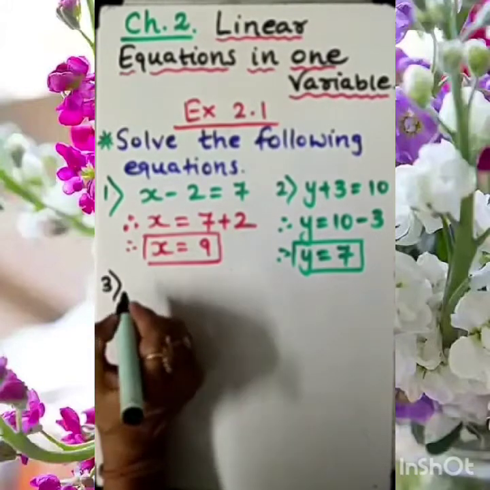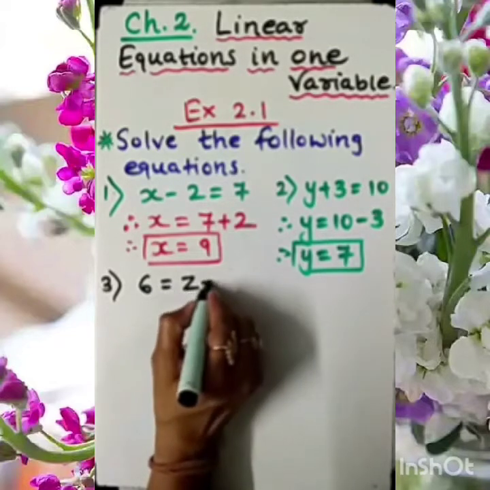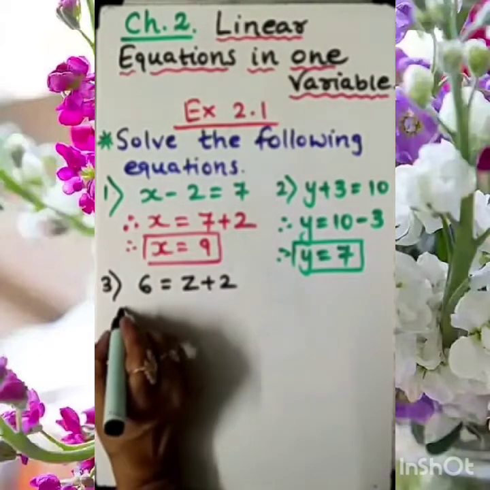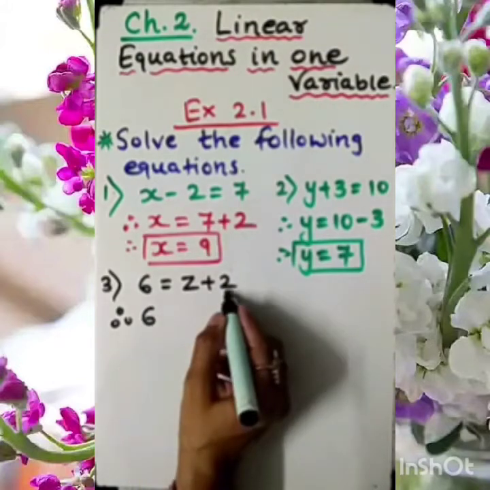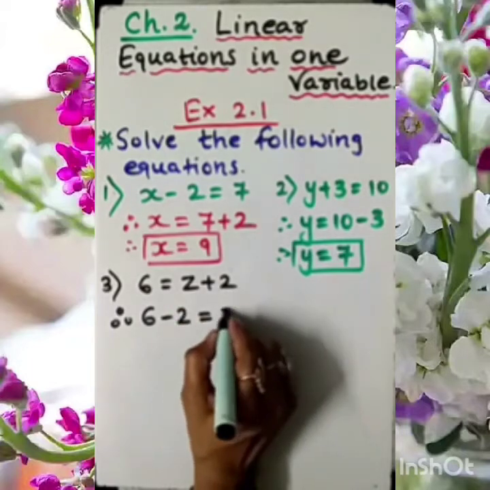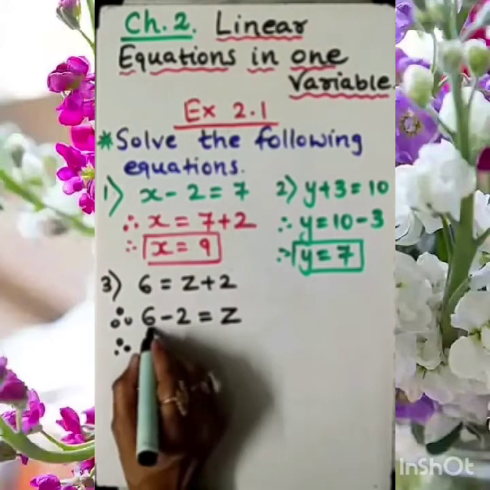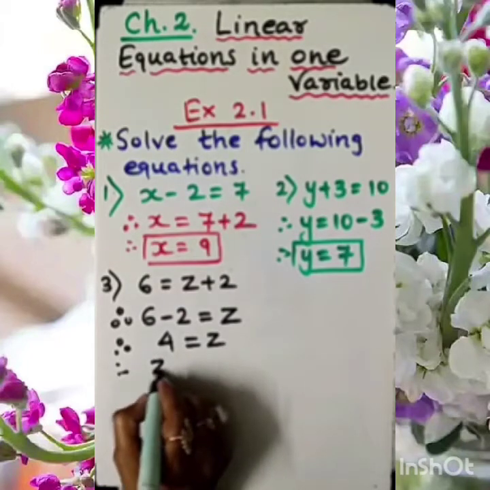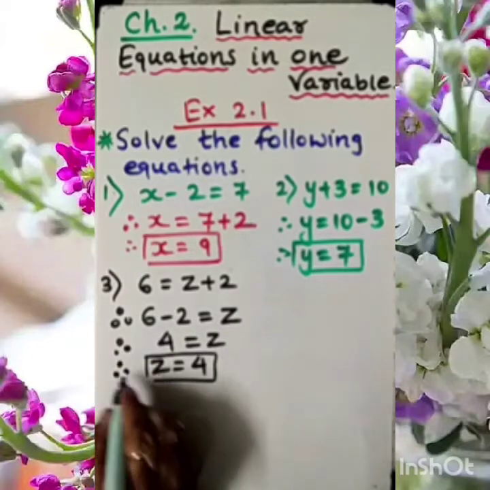Now the third is 6 equal to z plus 2. Fine. 6 equal to z plus 2 we are given. Therefore the sign is compulsory. Now what am I going to do? 6 is on this side. I am transposing this 2 to the left side, so it will become minus 2. And z is already there on the right side, so let it be as it is. So dear student, 6 minus 2 is 4. So z equal to 4. The value of z we are getting is 4.